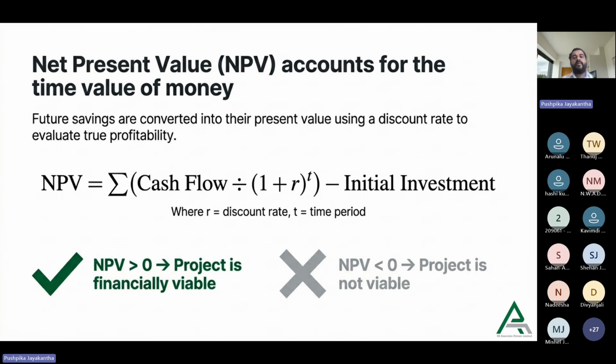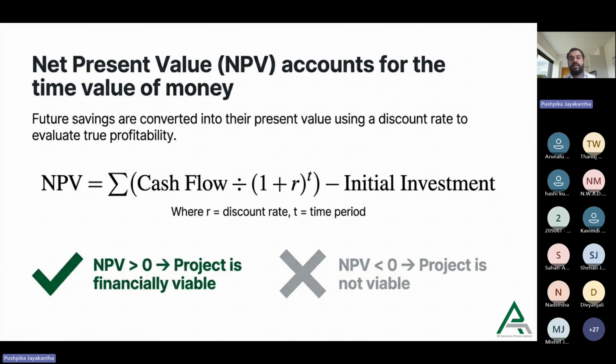This net present value method considers the fact that money today is worth more than money in the future. So these future energy savings are discounted to their present value using a discount rate. Okay, so here the equation is the sum of cash flow divided by (1 plus r) to the power t, and deduct the initial investment. So this r is the discount rate and t is the time period. Discount rate is the interest rate used to convert future cash flow into present values.